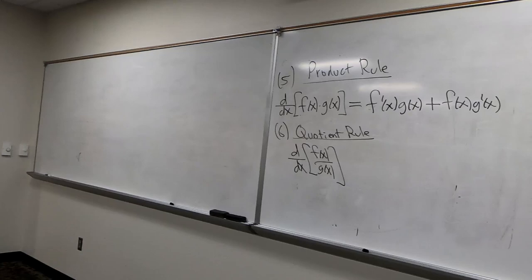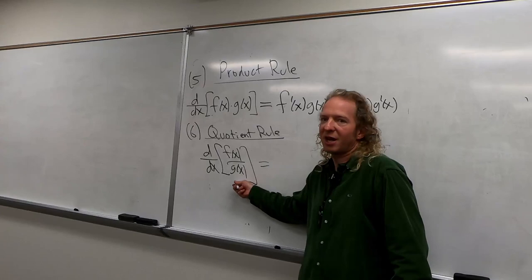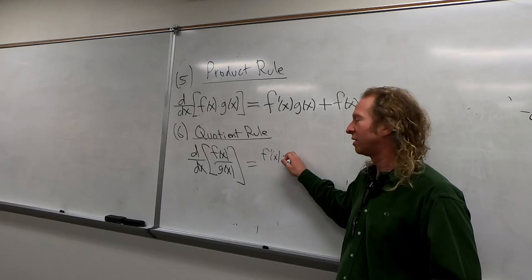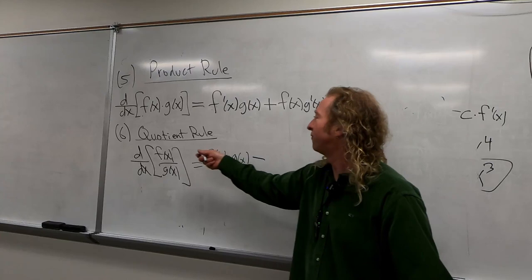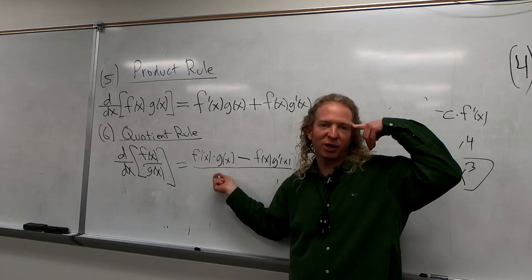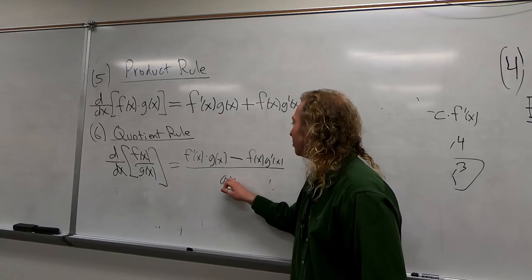you can think of this as the first and the second, or top and bottom. It doesn't matter. So it's the derivative of the first times the second. Wow, you all know this. It's minus the first times the derivative of the second. So it's almost the same formula. You see? F prime g, f g prime. That's why I do it this way. The textbook does not do it this way. Over the second one squared.